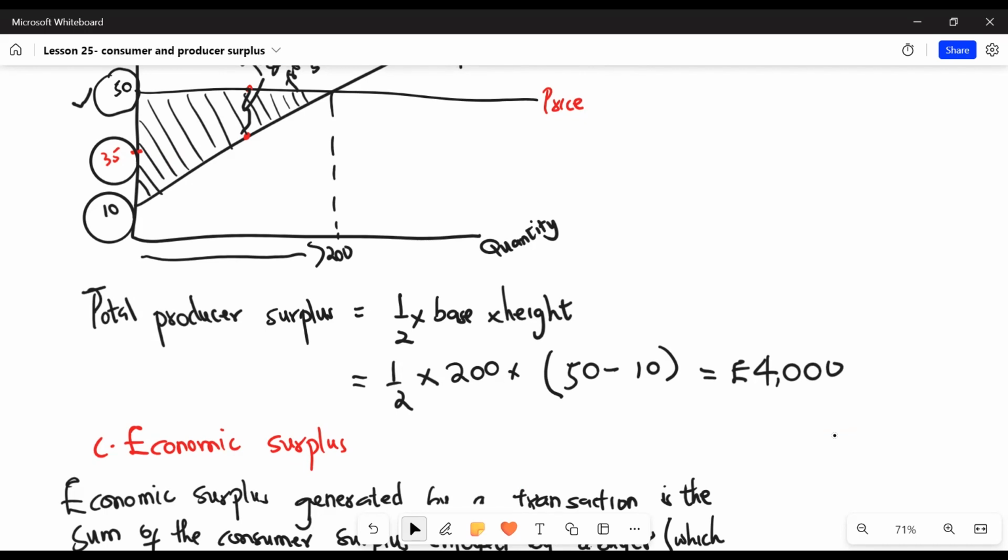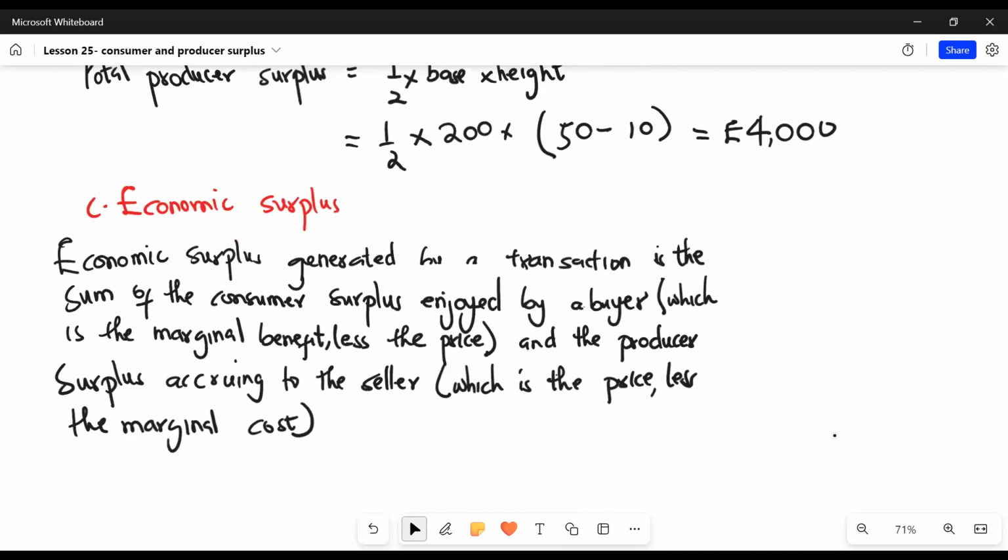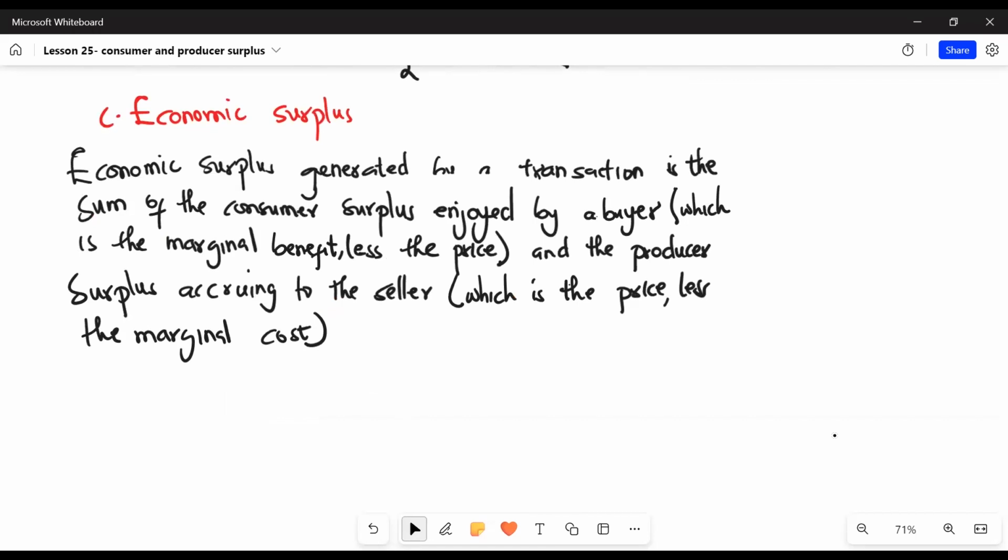Now that we know consumer and producer surplus, let's combine the two to find what we call economic surplus. So economic surplus generated by a transaction is the sum of the consumer surplus enjoyed by a buyer, which is calculated as the marginal benefit minus the price, and the producer surplus accruing to the seller, which is also calculated by subtracting the marginal cost from the price of the good.